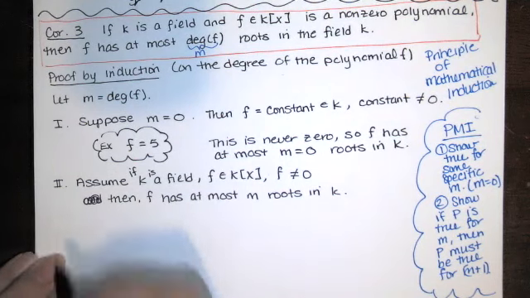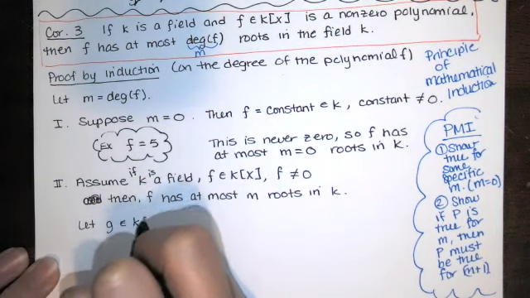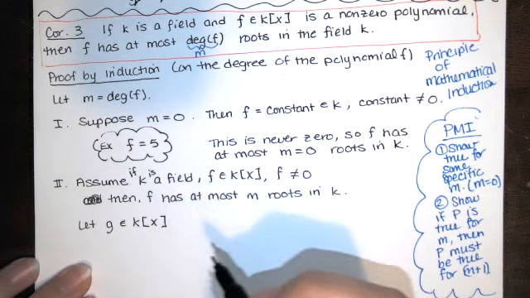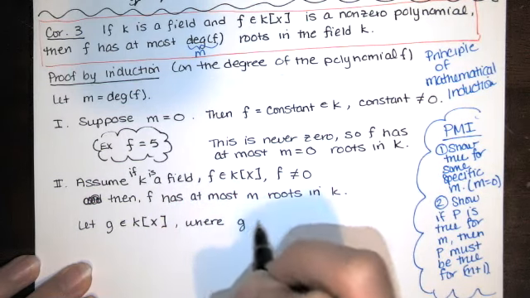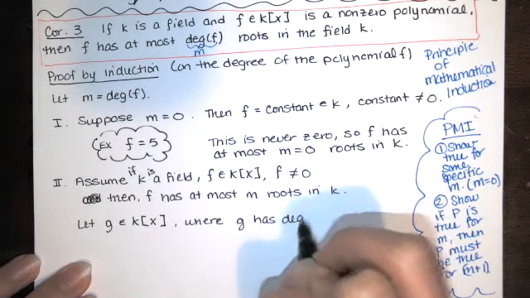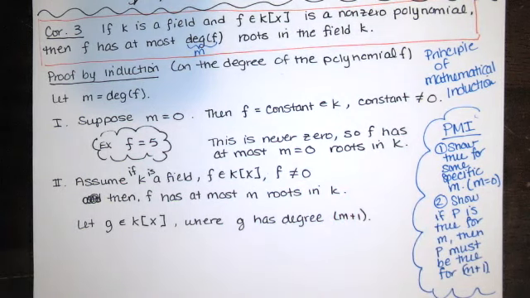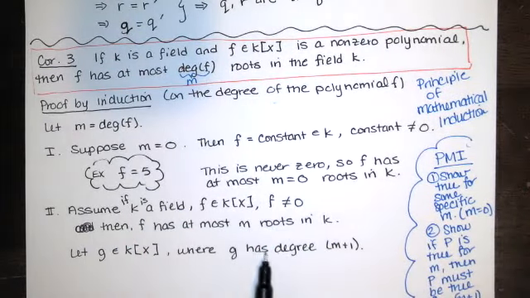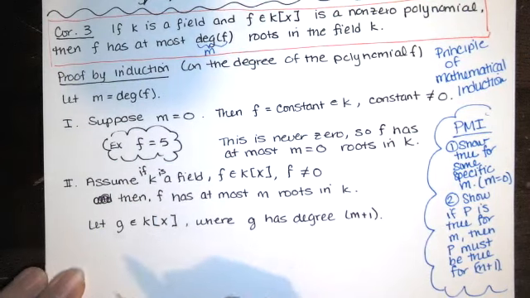Now let's consider a new function g. We want g to be a polynomial in that polynomial ring as well. But this time we want g to have degree, not m, but m plus 1. Well, if g has degree m plus 1 and g has no roots in the field k, obviously, if it has no roots, it has at most m plus 1 roots in the field k. It has at most degree g roots in the field k. So if g has no roots, then the corollary holds.